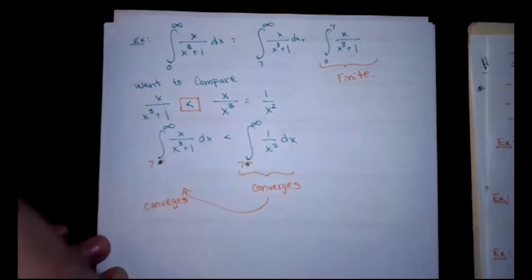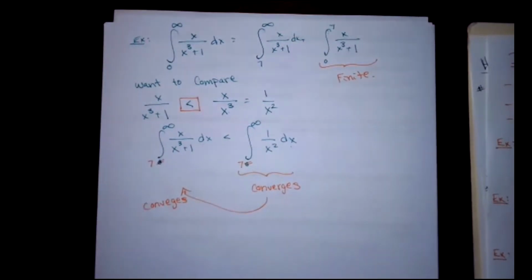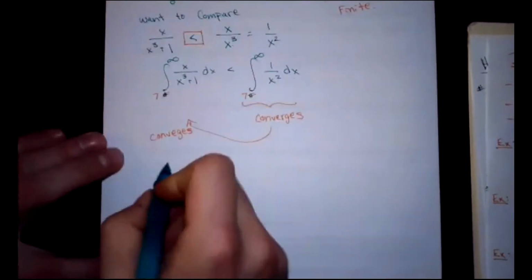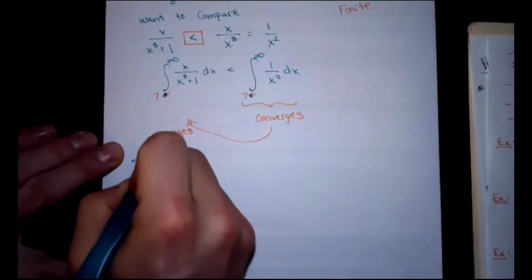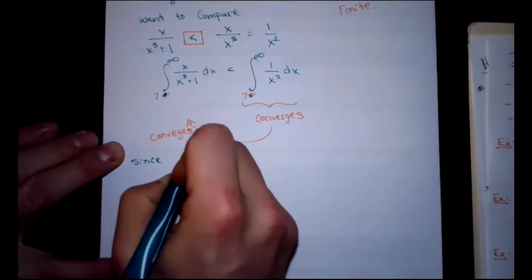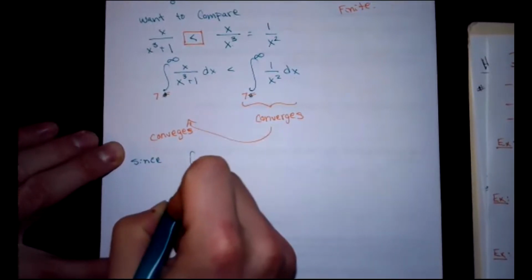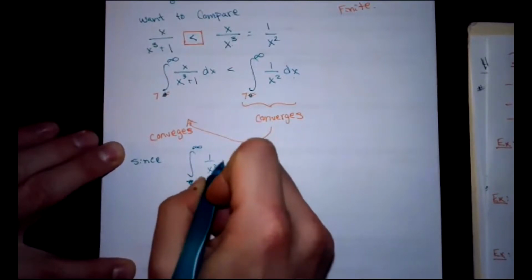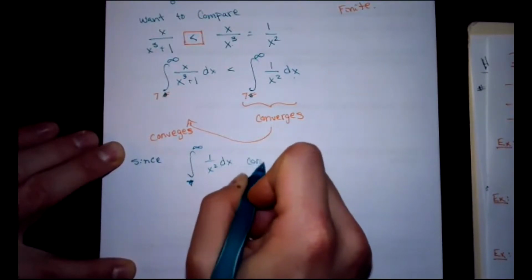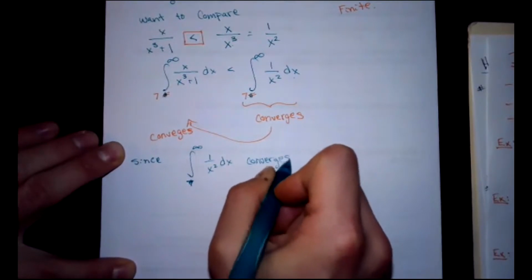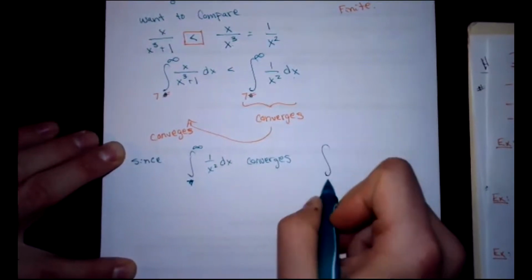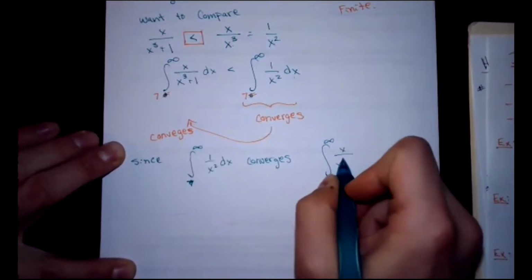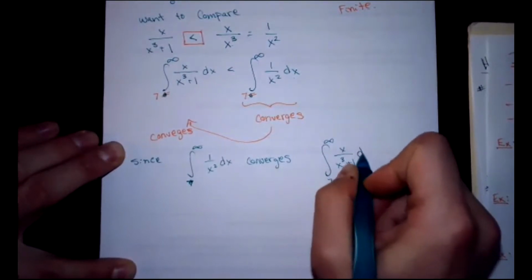So let's write that out in a sentence, just because drawing arrows around isn't the best way to show your work. So since, sorry, we change that 7 to infinity of 1 over x squared converges. This integral converges. Our x over x cubed plus 1.